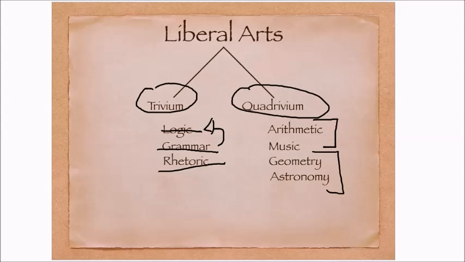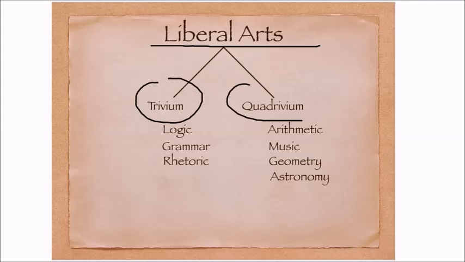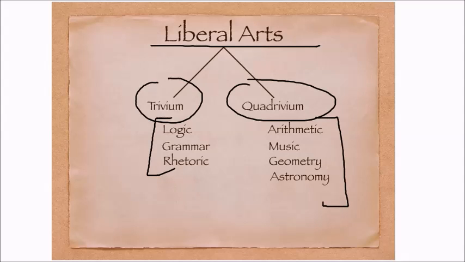Geometry and astronomy are related to continuous quantity. Geometry is the theory of space, while astronomy is the application of the theory of space. So, to review, liberal arts is divided into two groups, the Trivium and the Quadrivium. The Trivium is made up of logic, grammar, and rhetoric, and the Quadrivium consists of arithmetic, music, geometry, and astronomy.